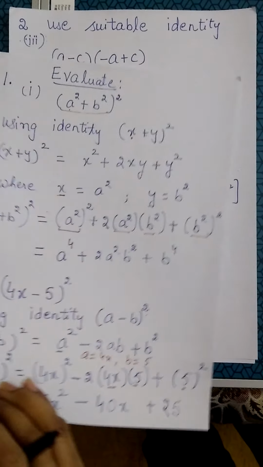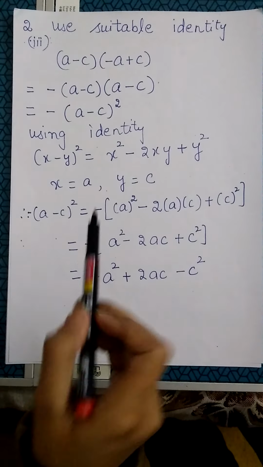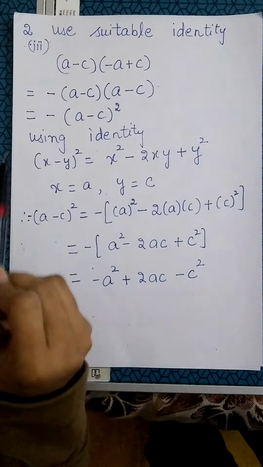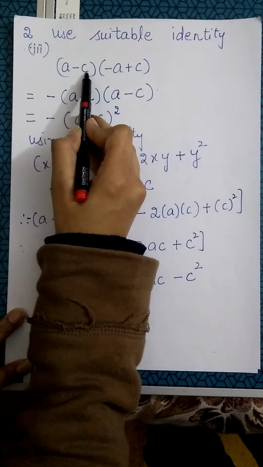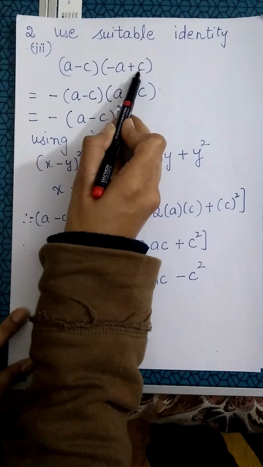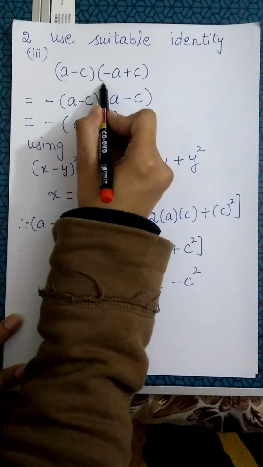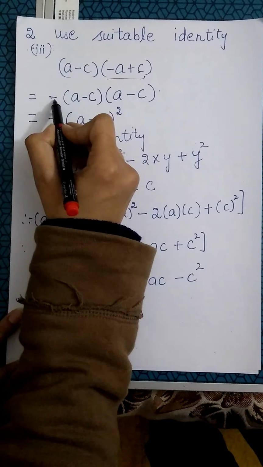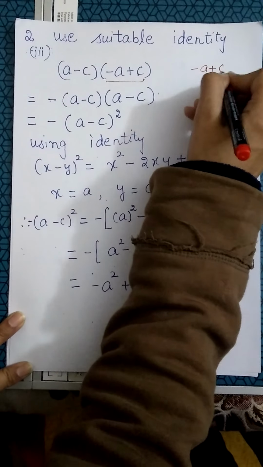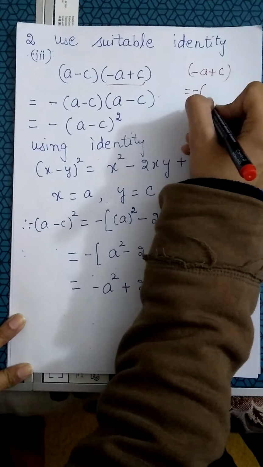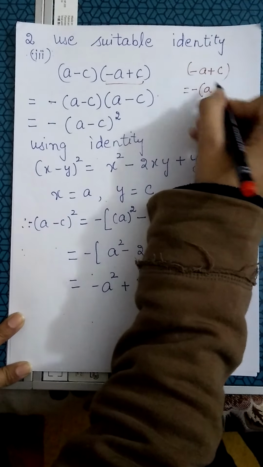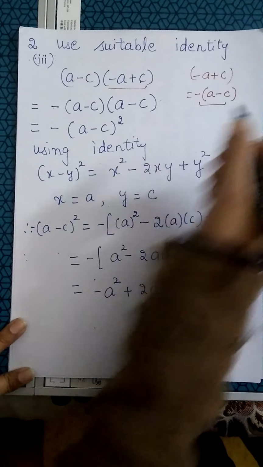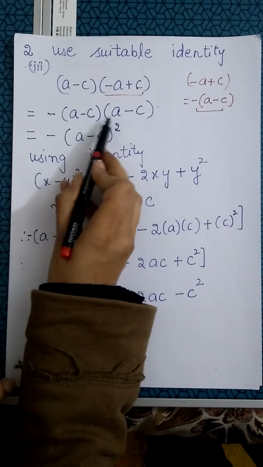Now next question, second question, third part. We need to use a suitable identity to evaluate this: (a minus c) into (minus a plus c). Okay, what we'll do here, in this term, I will take out the negative sign. Once I take the negative sign out from minus a plus c, what will we get? Minus is outside, this will become a, and minus is outside, it will become plus, c becomes minus. So this is how I get minus outside, (a minus c) into (a minus c).